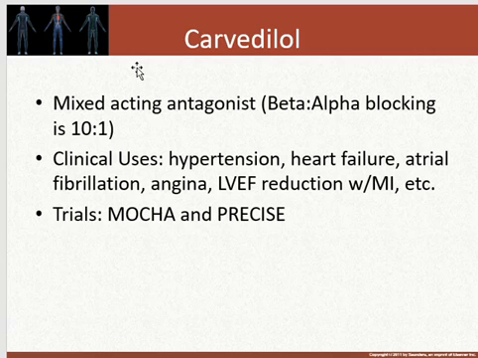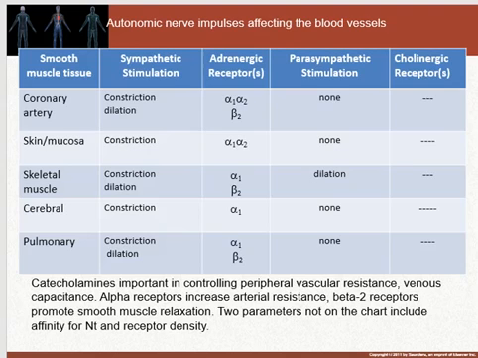The trials that reported the beneficial effects of carvedilol include MOCA and PRECISE, and those trials can be found summarized in the literature. So understand that we talked about beta 1 and its ability to control things like heart rate, contractility, and so forth. Let's review a little bit about what alpha 1 does in the periphery. Within the vascular smooth muscle surrounding blood vessels, alpha 1 is the primary constrictor. And that's across different vessels throughout the body.